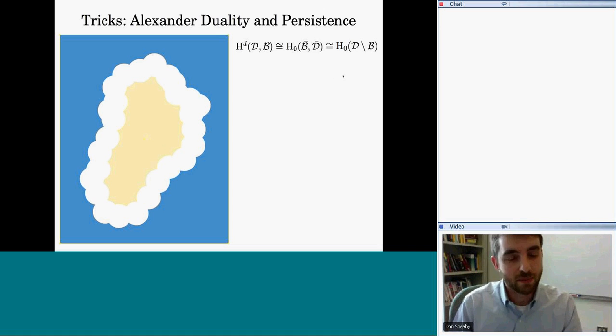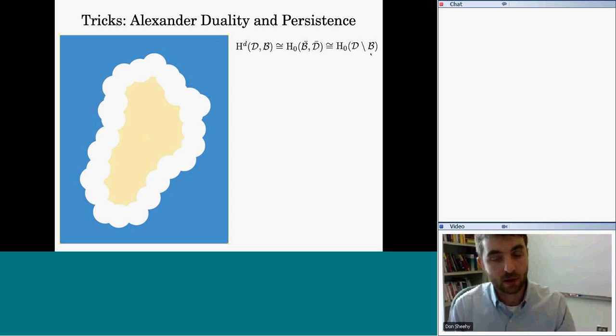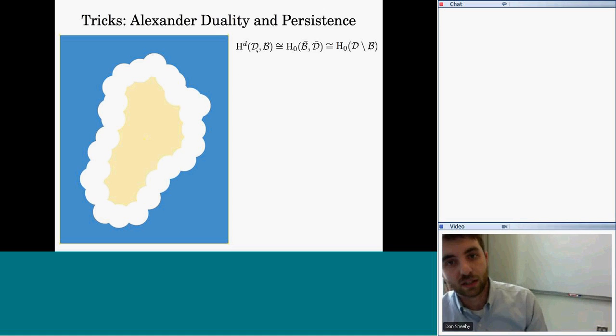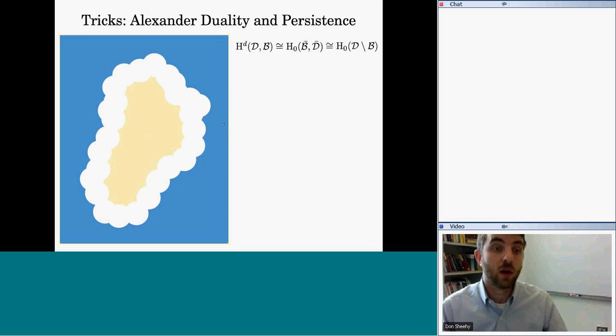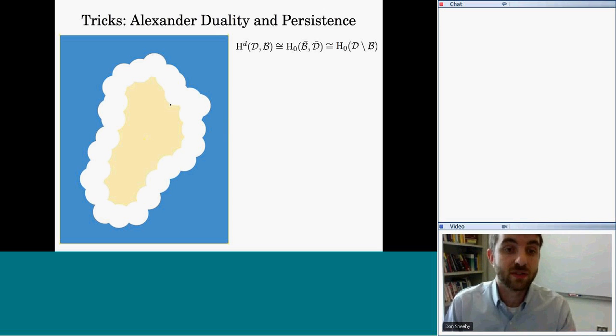I don't recommend it, but sometimes it's useful to also think about this zero-dimensional relative homology. Because B is really the boundary of D, this is the zero-dimensional homology of D minus the boundary. I've done the domain and boundary, but we'll do the same thing with offsets of the domain and offsets of the boundary. And we'll also do it with offsets of the point set relative to offsets of the fence nodes, which is actually the picture I have here.